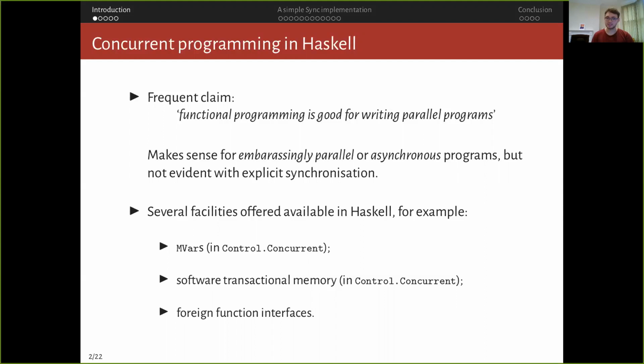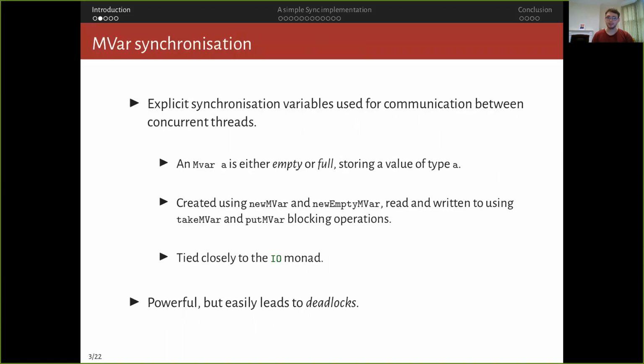Haskell offers several ways we can turn to more explicit ways of doing concurrency. For example, using MVars, software transactional memory, or using foreign function interfaces. MVar synchronization is most similar to classical mutual exclusion locks, or binary semaphores. An MVar is an explicit synchronization variable used for communicating between concurrent threads.